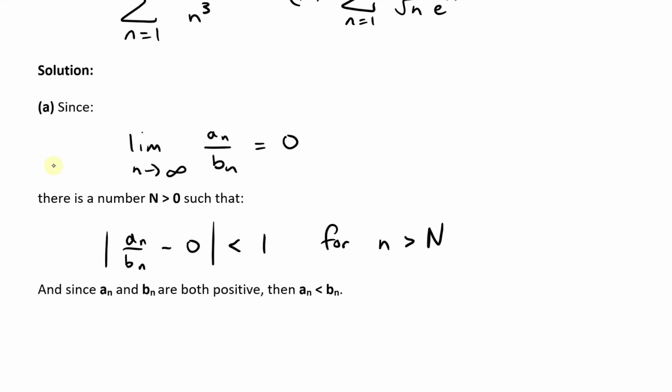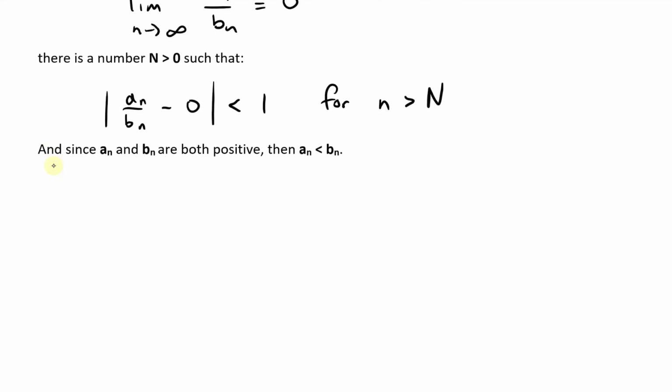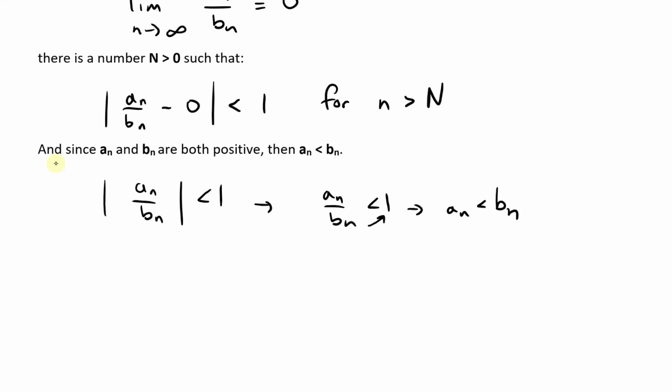So for n greater than capital N, and since An and Bn are positive, An over Bn is less than 1. I'll put the 0 for completeness. Both are positive terms, so we can get rid of the absolute value and just have An over Bn less than 1. Move the Bn onto the other side, so then we get An less than Bn.